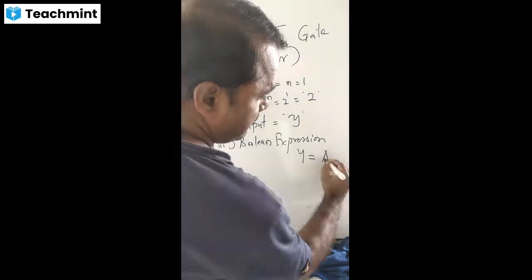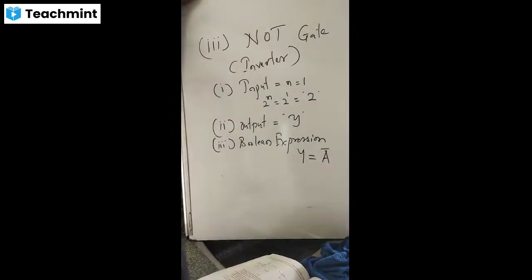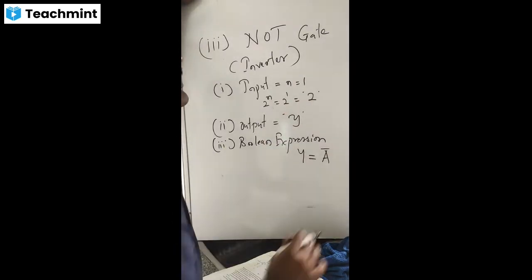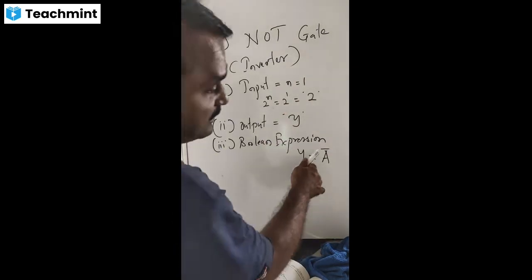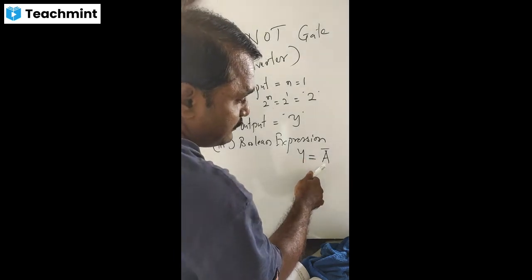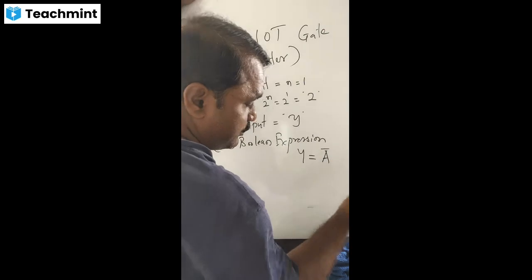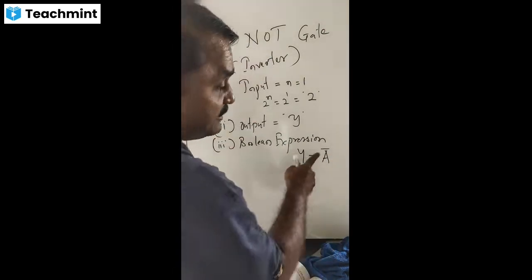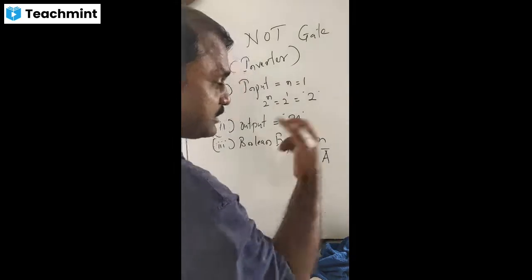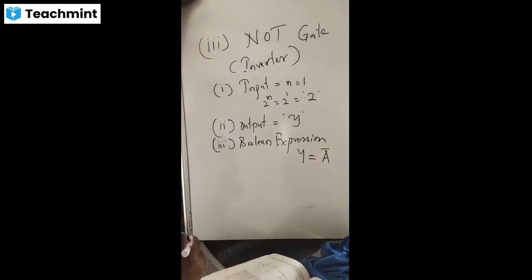A bar. So see, very interestingly, in both cases we wrote A plus B and A dot B, but there is no B here because why no B? Only one input, so we can represent with only A. If we had written A, whatever input was there, that output would have come. But since I have written bar, whatever input you are going to get, the opposite of that will come. That is why it has been bar. Negation.